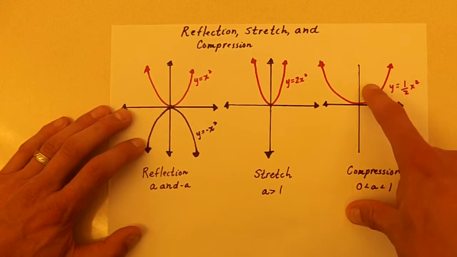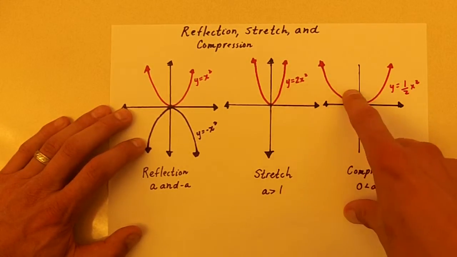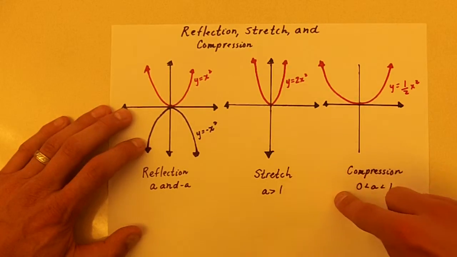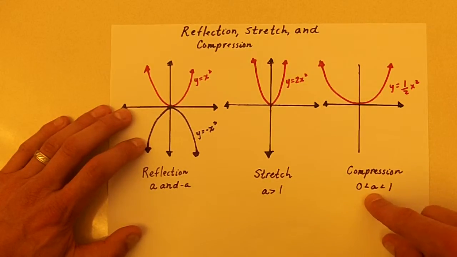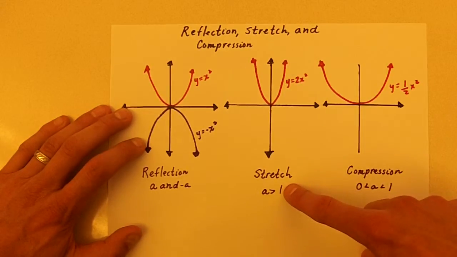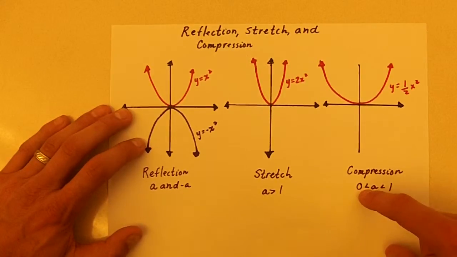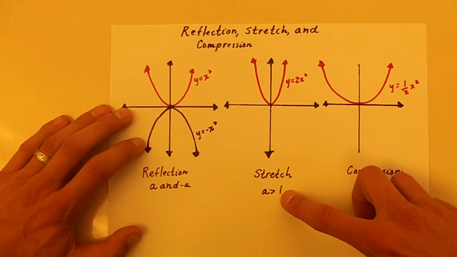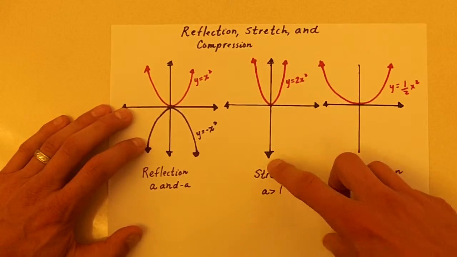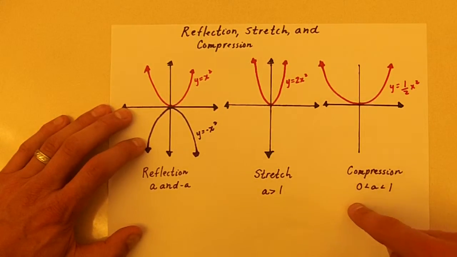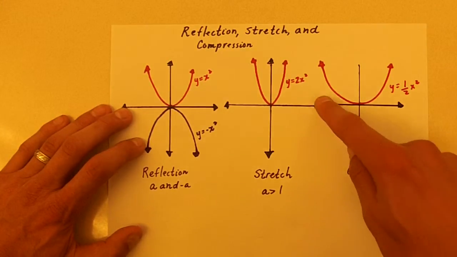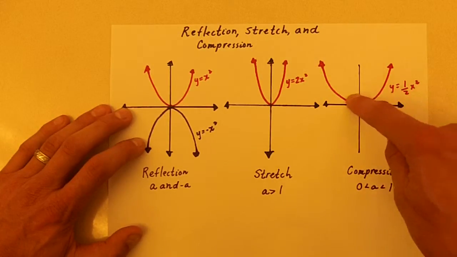And notice how they're all opening up in this second and third part because the a value is greater than 0, so it's going to automatically open up. But you don't see a stretch until you see an a value greater than 1, and you only see a compression when a is between 0 and 1. And a lot of kids think that a compression happens when a is a fraction, but if I did 10/3 as an a value, well, that's larger than 1, so it would still be a stretch. So be careful, it's not just a fraction. If a is between 0 and 1, that's when you know you're going to have a graph that compresses. It gets wider. Okay?